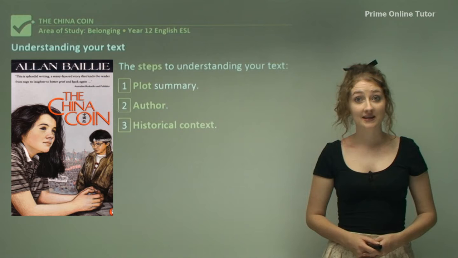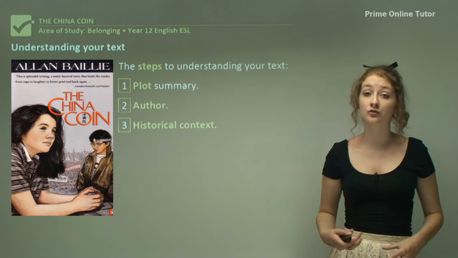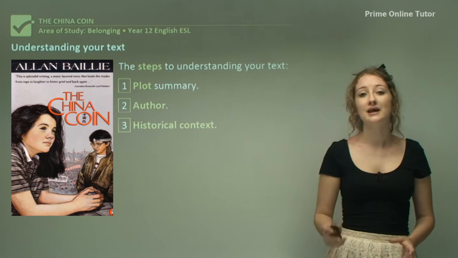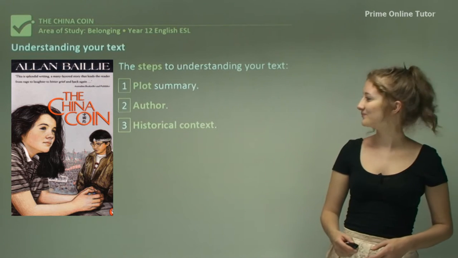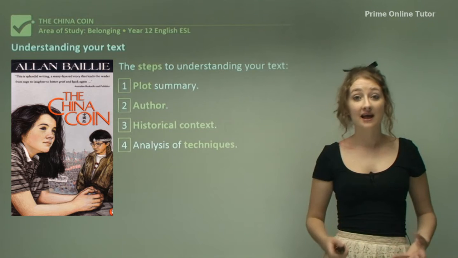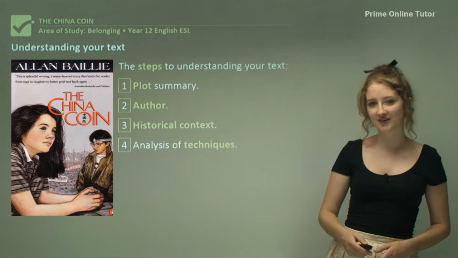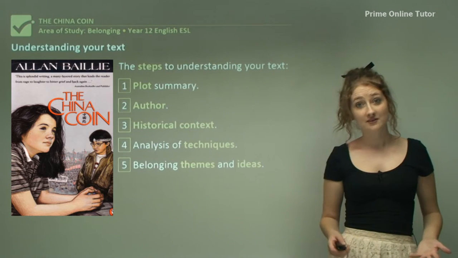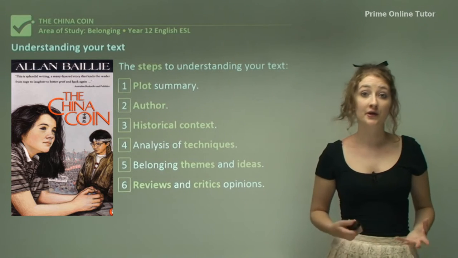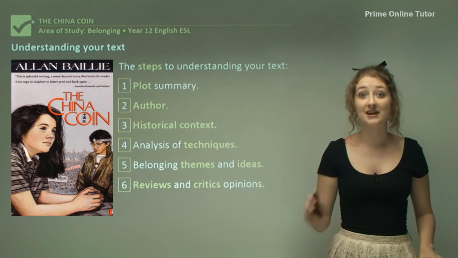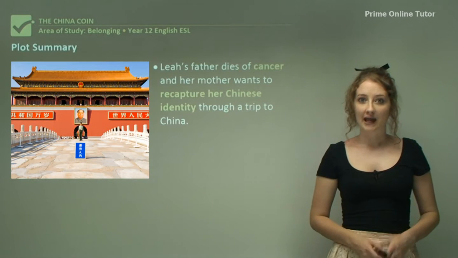Thirdly, we're going to be looking at the historical context surrounding this work. So what are the historical, cultural and social influences which really have shaped this work and which you really have to understand in order to understand the plot and the characters. We're also going to have a look at an analysis of techniques, so really picking apart the language so you can use those specific examples in your essays. Also examining some belonging themes and ideas. And finally looking at reviews and critical opinions, which you can use just to extend your own reading of this text. So let's begin by looking at a plot summary.